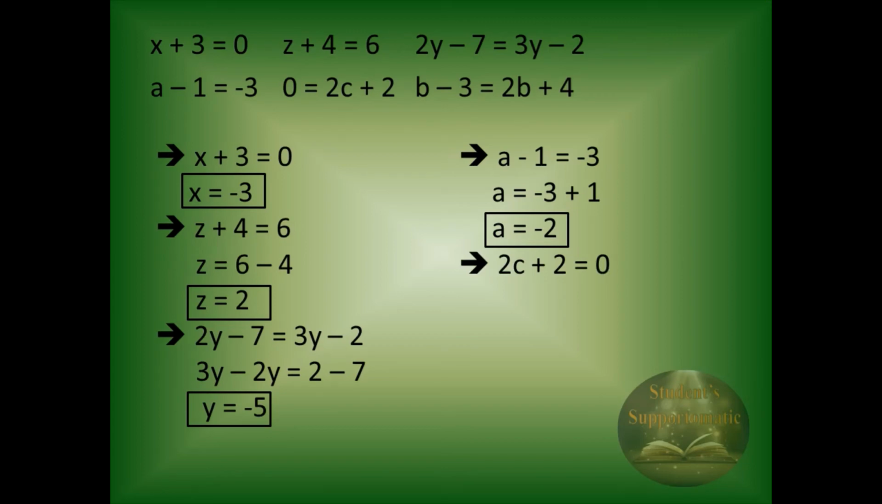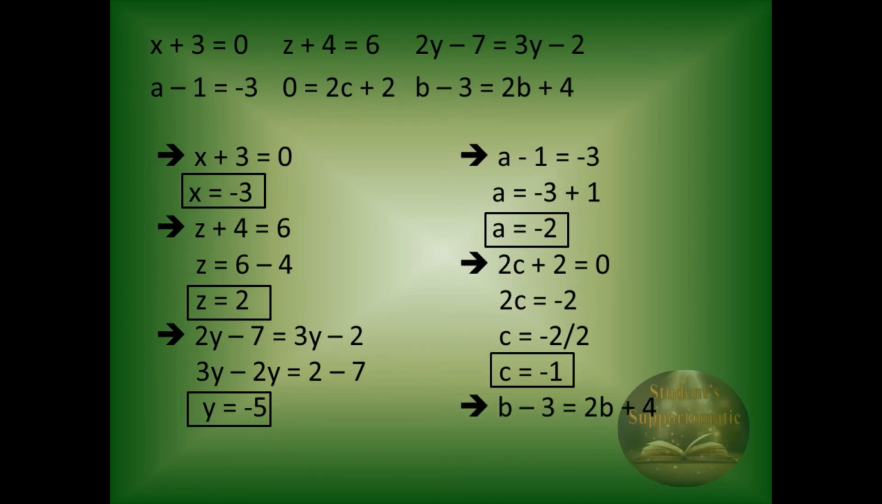Next equation, 2c plus 2 is equal to 0. This means 2c is equal to 0 minus 2, that is minus 2. Then c is equal to minus 2 divided by 2, so we get minus 1. So the c value is minus 1.